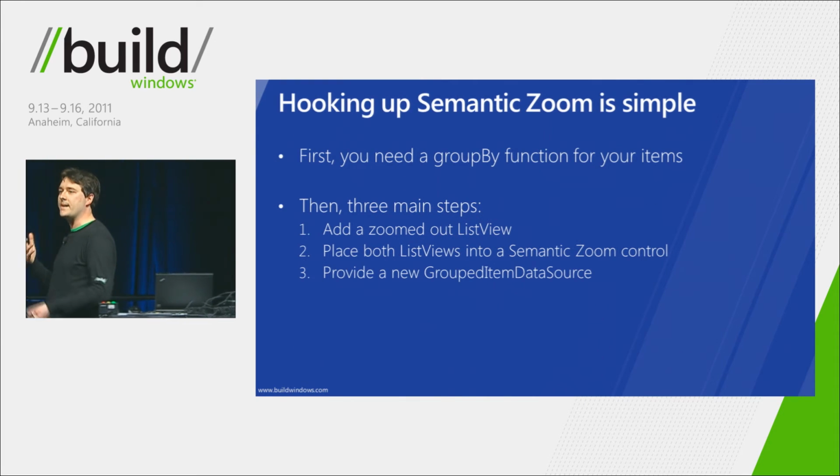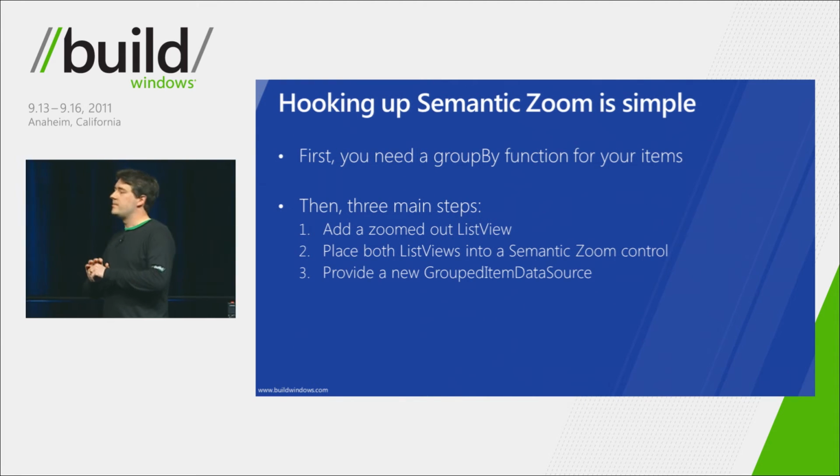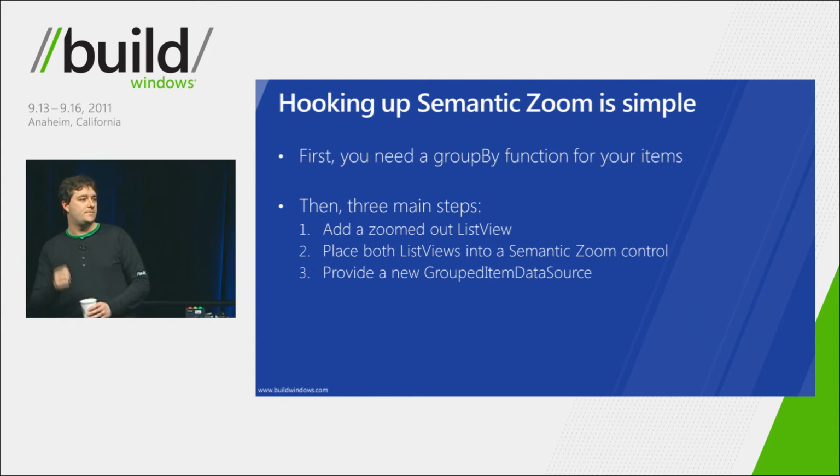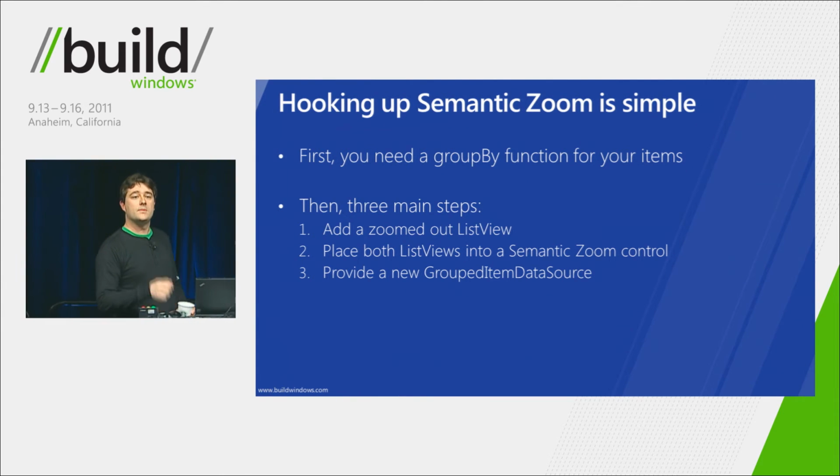So what does it take to hook it up? Semantic zoom, I think, is pretty straightforward. The first thing I'll say is that it's not a feature of the list view. It's its own control, and it's a general purpose control. You don't have to semantic zoom and have a list view involved at all. But we've tried to make it especially good at semantic zooming between two different list views, because that's really the primary scenario that we think most people are going to be doing.